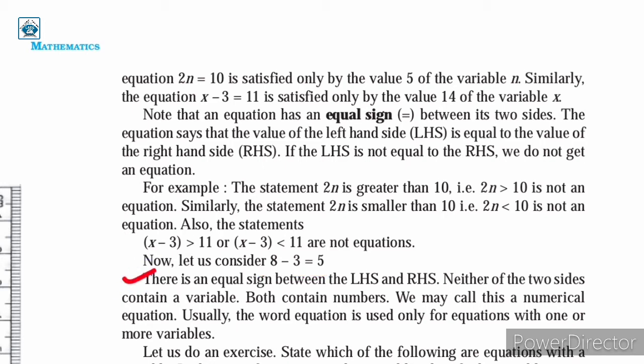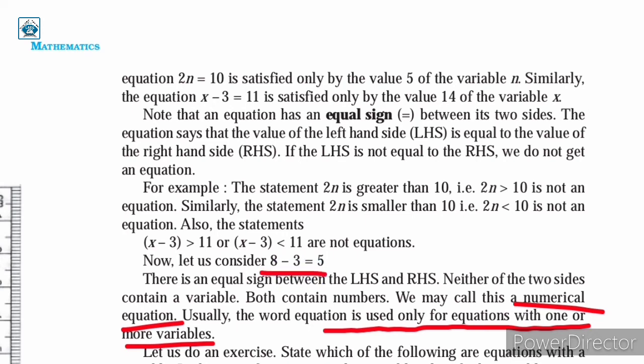Let us consider 8 minus 3 is equal to 5. Here there is an equal sign between LHS and RHS. Neither of the two sides contain a variable. दोनों sides LHS और RHS दोनों क्या contain करते हैं? They contain numbers. So this is an equation, but it is not an equation in any variable because variables are missing. So we call this a numerical equation. Usually the word equation is used only for equations with one or more variables. तो यहाँ पे ये equation नहीं है क्योंकि इसमें variable नहीं है. This is just a numerical equation which is true. 8 minus 3 is equal to 5.